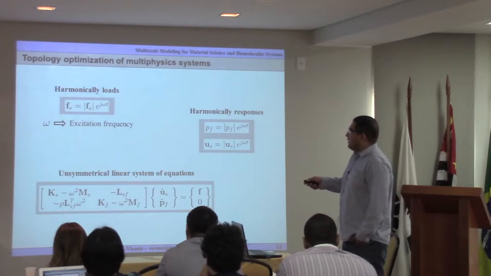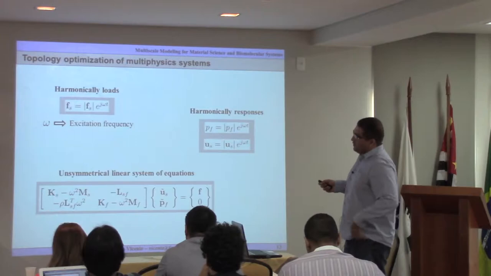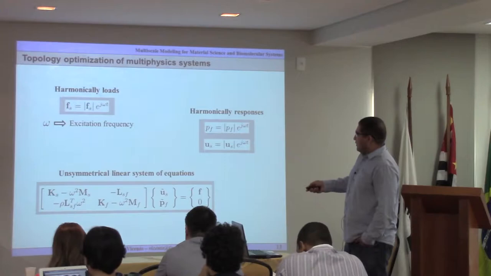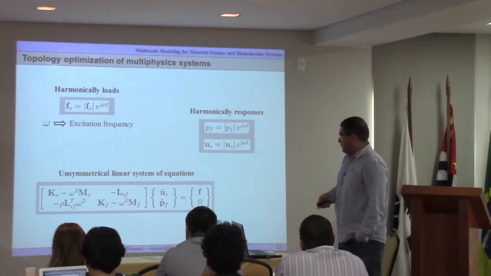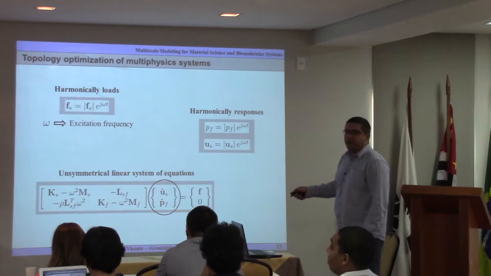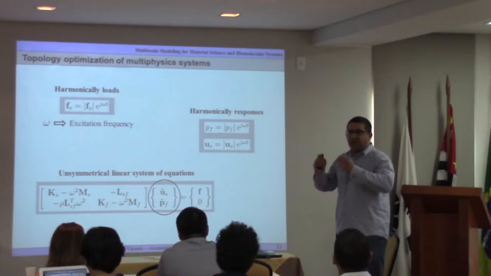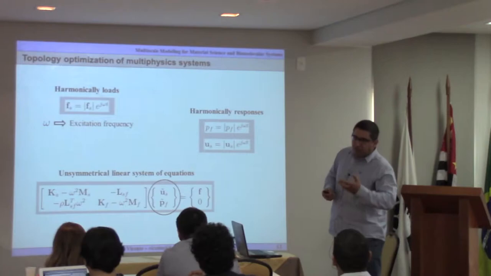Then a harmonic load will be applied in the structure or in the fluid part. And once you have harmonic loads, you have a harmonic response. Our unsymmetrical linear system, considering these harmonic loads, can be written as you see here. Then we want to optimize; actually, we want to minimize this response: the displacement of the structure, and the pressure, which is the acoustic pressure in the fluid domain.